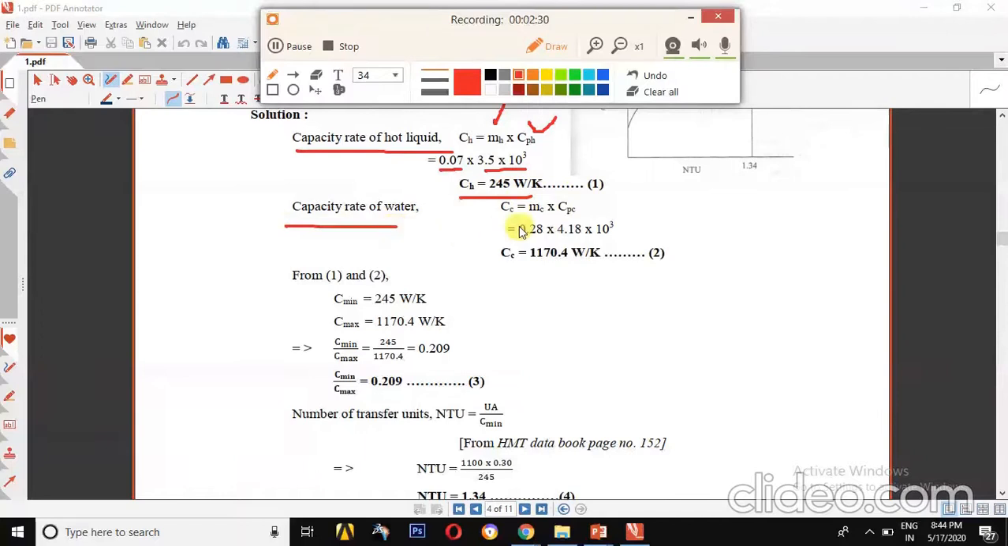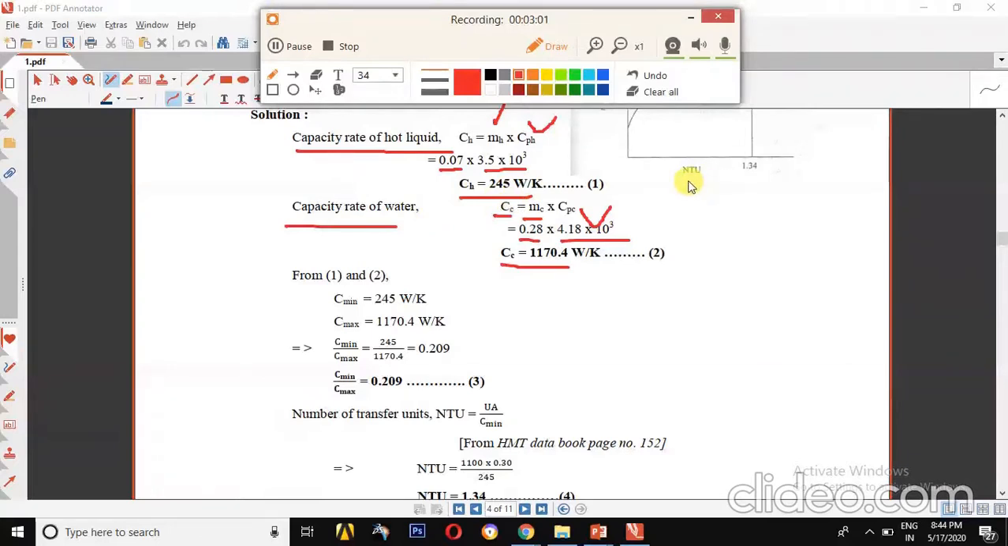Capacity rate of water, Cc, equal to mass flow rate of cold fluid multiplied by specific heat of cold fluid. Mass flow rate of the cold fluid is 0.28 kg per second. Specific heat of water is 4.18 kilojoule per kg Kelvin. Therefore, capacity rate of water equal to 1170.4 watt per Kelvin.